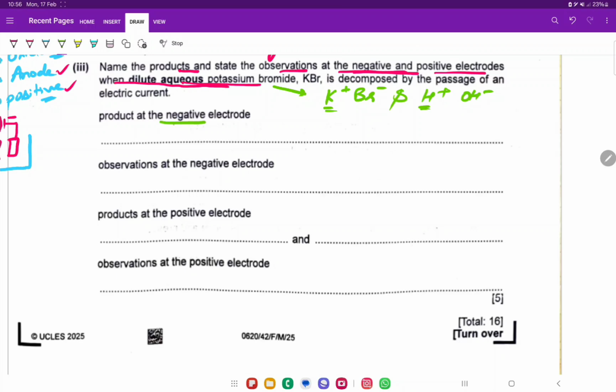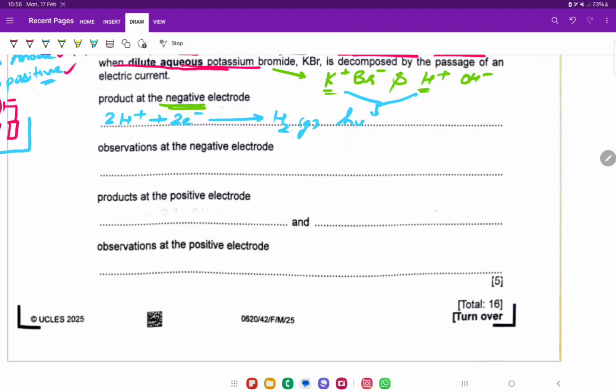Now, what are the products at the negative electrode? The positive ion will go to the negative electrode. Out of K plus and H plus, these are the 2 positive ions. H plus has more tendency to lose charge. Thus, H plus will go to the negative electrode and will accept 2 electrons, undergoes reduction to form hydrogen gas. Hydrogen gas will be produced at the negative electrode. State is asking, we have to write hydrogen gas.